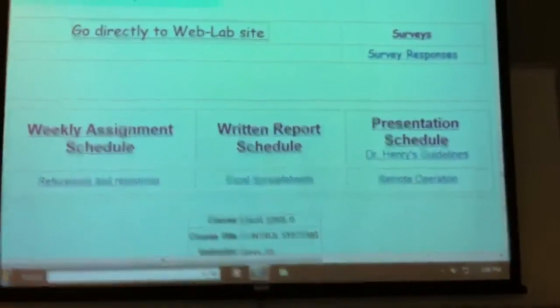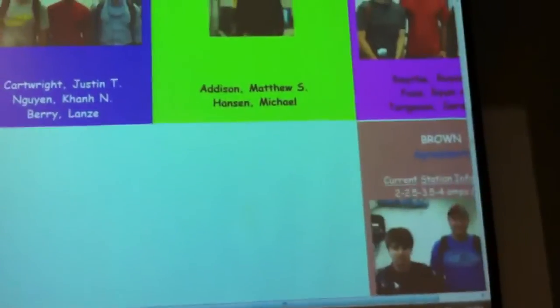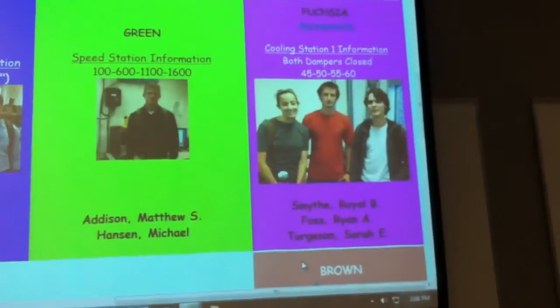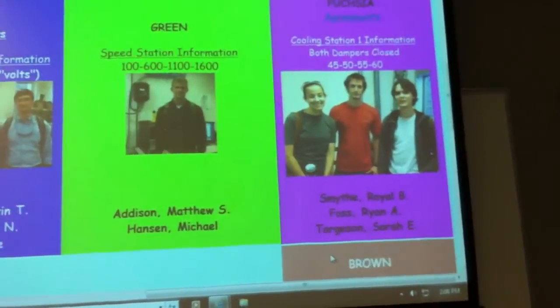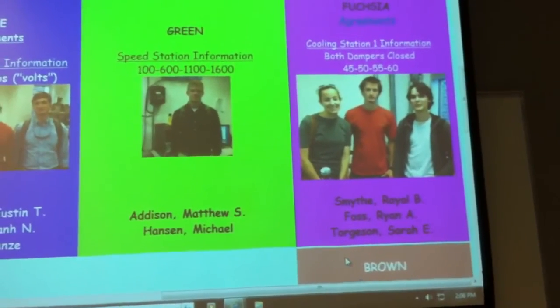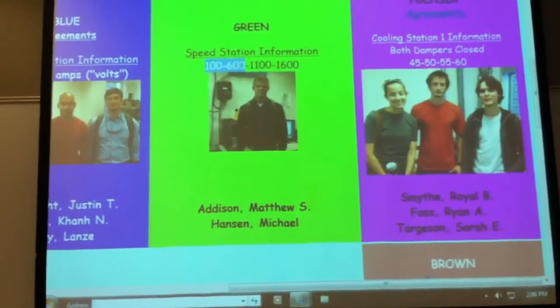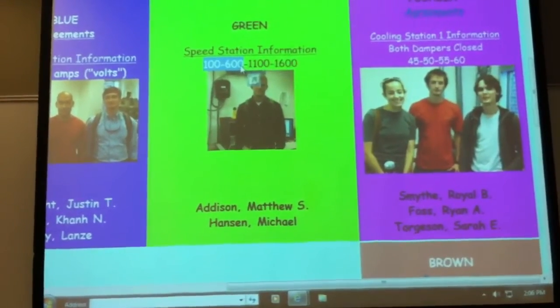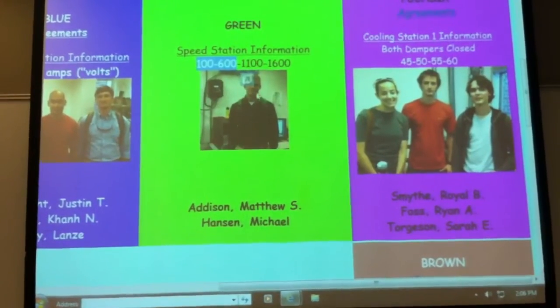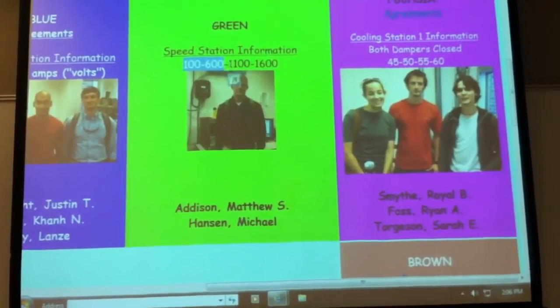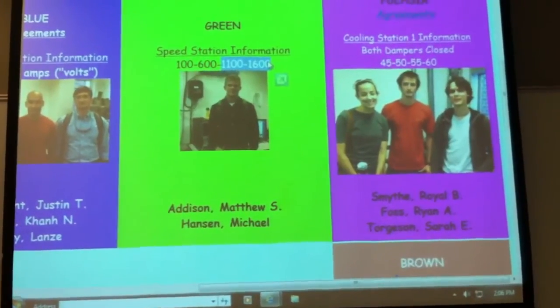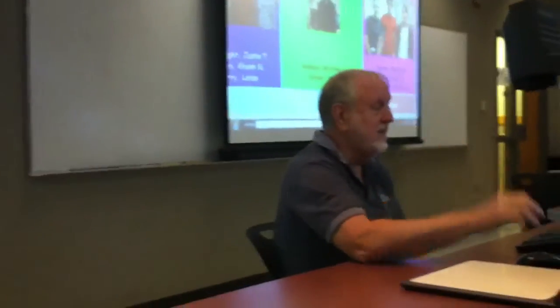All right. Let's go back and look at these things here. Green is speed, and Matthew is range 100 to 600. Are you Matthew? Yes. And Michael is 1100 to 1600. This is customer side information.